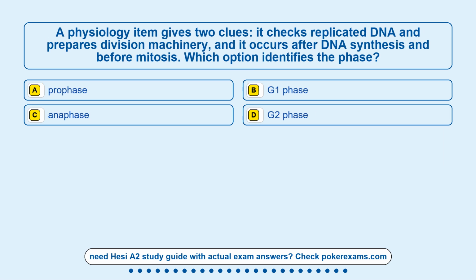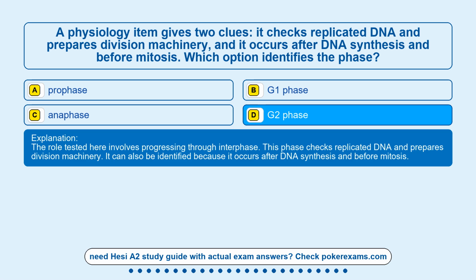Question 17. A physiology item gives two clues. It checks replicated DNA and prepares division machinery, and it occurs after DNA synthesis and before mitosis. Which option identifies the phase? Option A, prophase. Option B, G1 phase. Option C, anaphase. Option D, G2 phase. The correct answer is option D, G2 phase.